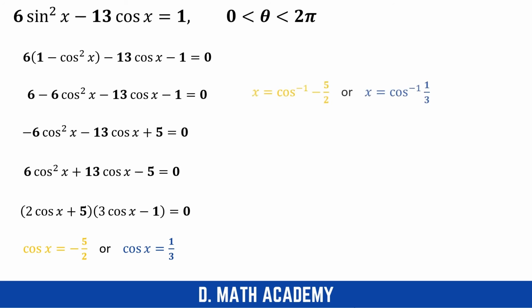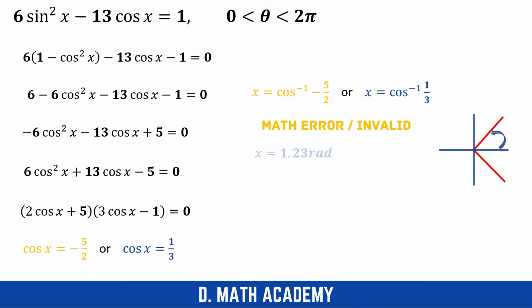However, after keying in cosine inverse negative 5 over 2 into my calculator, I got a math error. So I know that this is actually invalid. So I can move on and only focus on the cosine inverse 1 over 3. So by keying into your calculator, you will get this result as 1.23 radian.